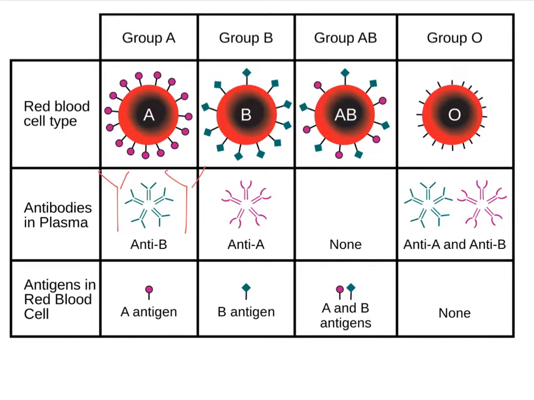And then the antigens that are present in the red blood cell are just going to be that little spike with the circle. And those are called A antigens. And that's present in a blood type A blood cell.